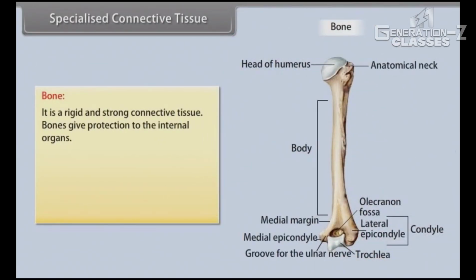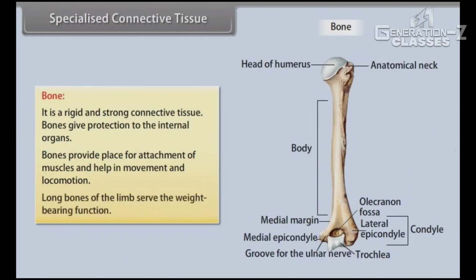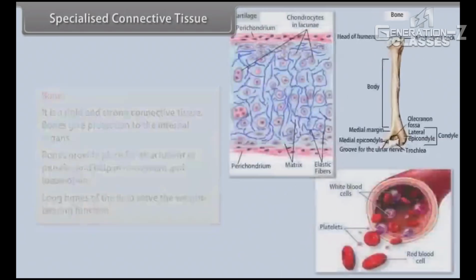Bone. It is a rigid and strong connective tissue. Bones give protection to the internal organs. Bones provide a place for attachment of muscles and help in movement and locomotion. Long bones of the limb serve the weight-bearing function.